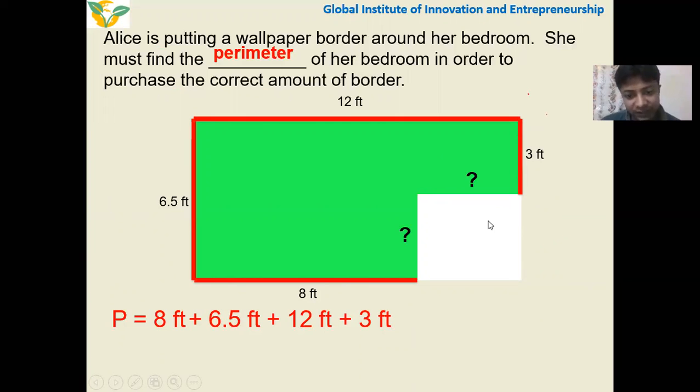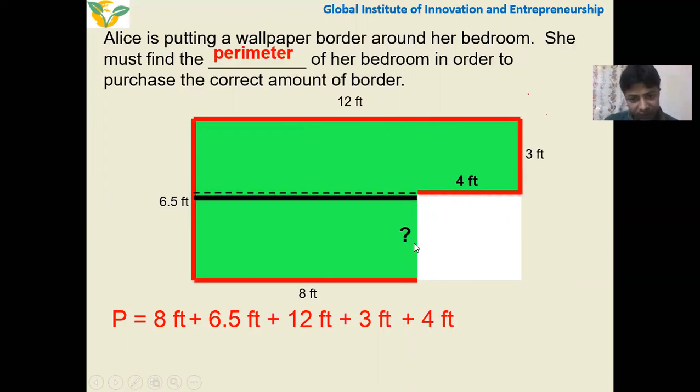By drawing parallel lines. How will we draw? We will draw parallel lines. If this is 8, this will also be 8, but the whole is 12. So what is the remaining one? 12 minus 8, which is 4 feet. Okay, so we will add 4 feet in this distance.